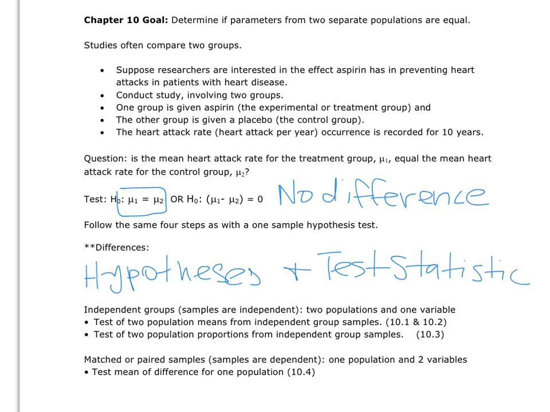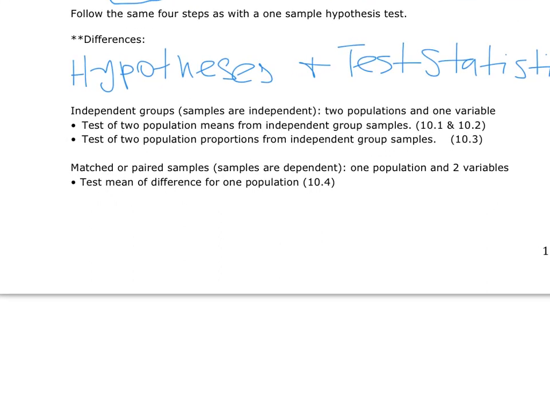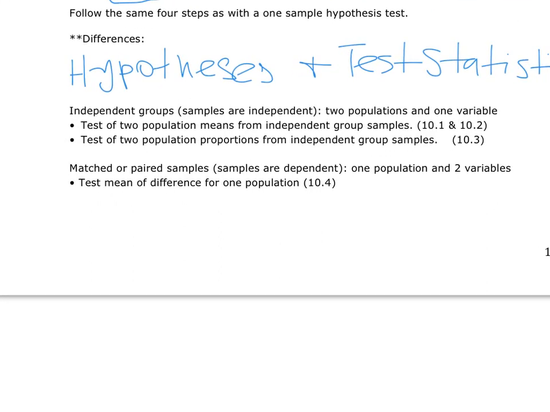Okay, the different kinds of tests that we're going to look at. First of all, we're going to look at a test of two population means from independent group samples. That is what that example just reflected. We looked at two different populations. They're totally independent of each other, and we're comparing means. We can also have that same scenario where we have two different populations, but instead of comparing means, we're comparing proportions. That will be in section 3, and the means was section 1 and section 2.